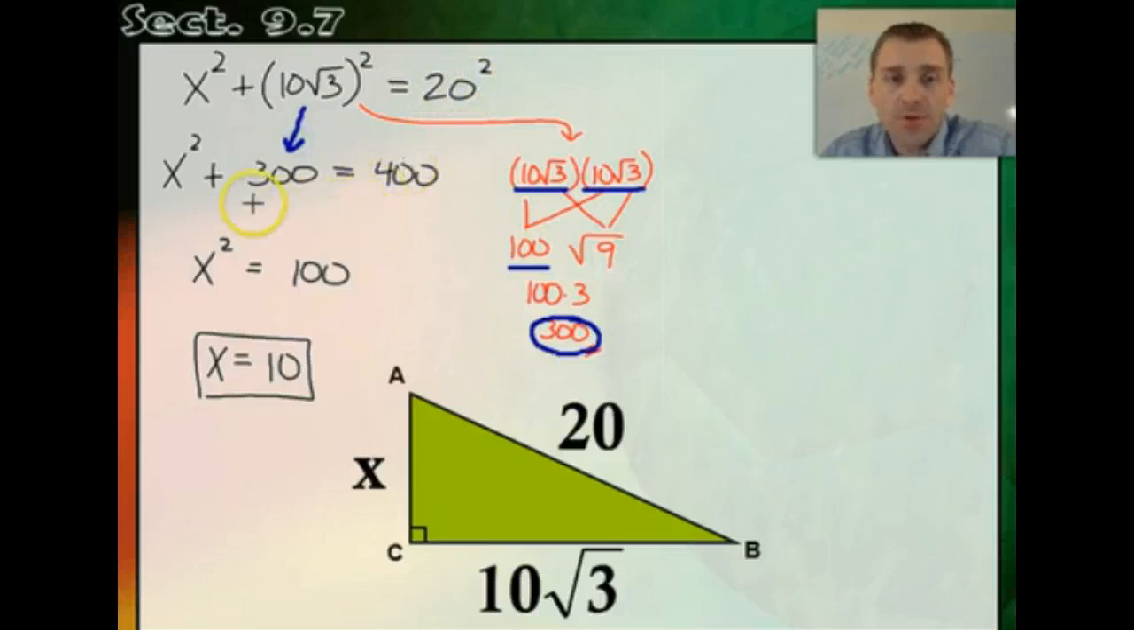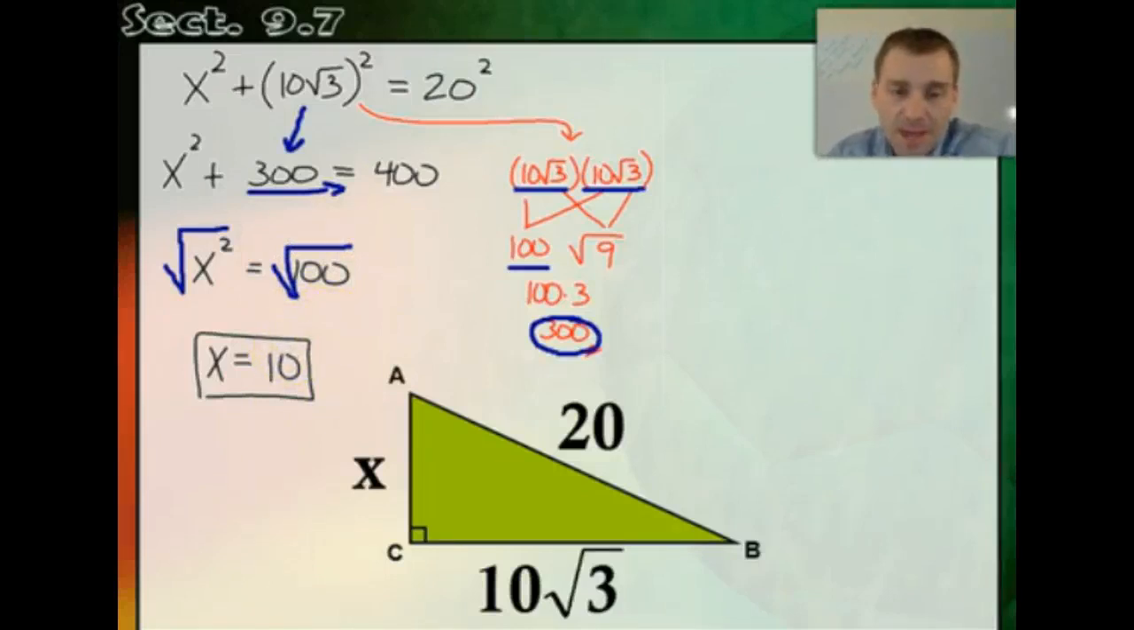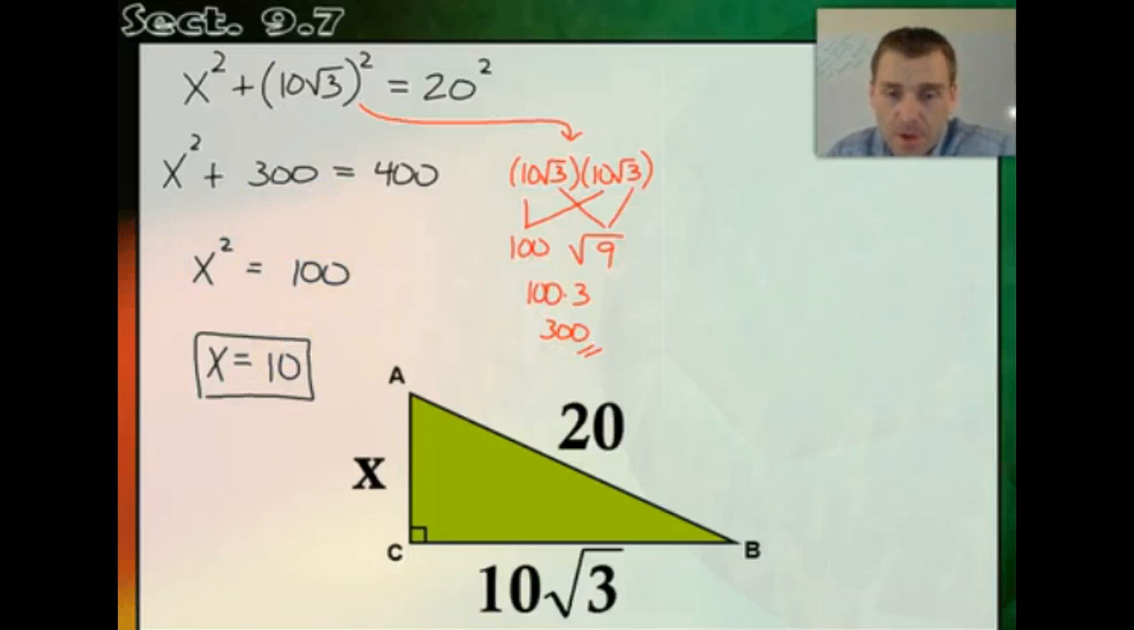20 squared is just 400. When you subtract the 300 over to the right side, that gives you 100. Just simple Pythagorean theorem. Square root both sides, you get a nice answer of 10. Piece of cake. Nothing to it whatsoever.